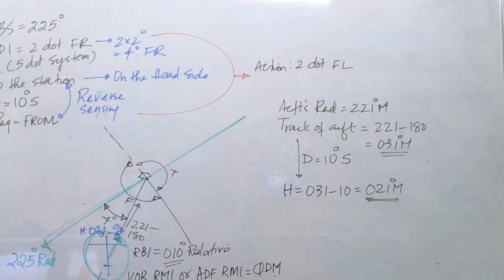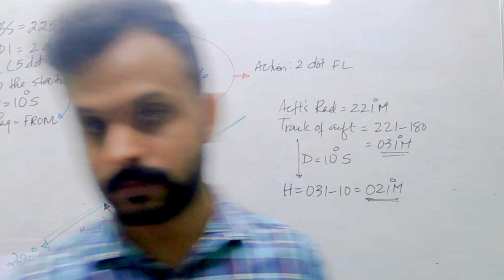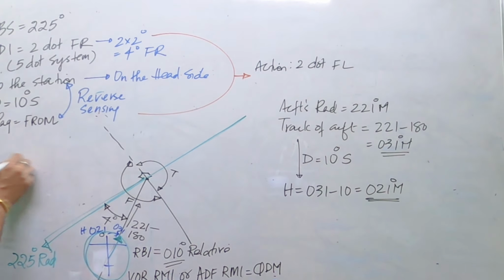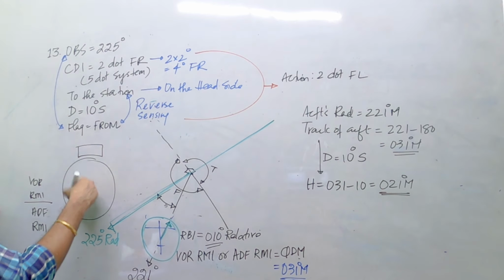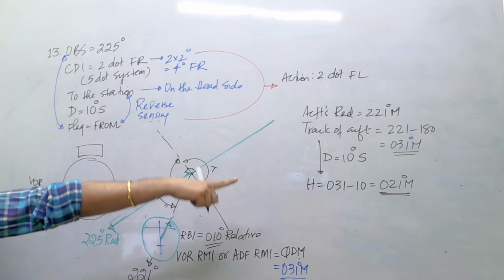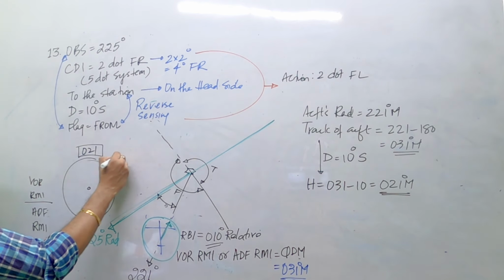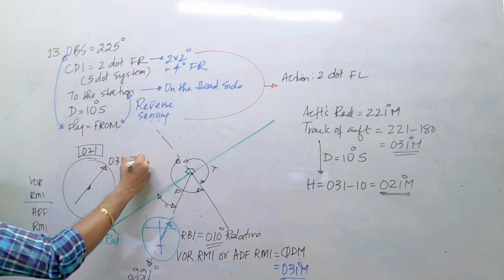So on the dial, it will indicate the heading. VOR RMI, right? You can see what is the heading of the RMI. VOR or ADF doesn't matter. The head of the RMI is going to be the heading, which is 021, and that's going to indicate QDM. QDM is the track to the station, 031. That is somewhere here. Once we get 021 as a heading, 031 is here. The head of the RMI indicates QDM.